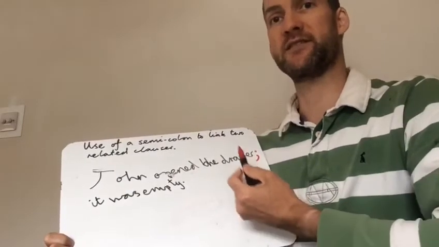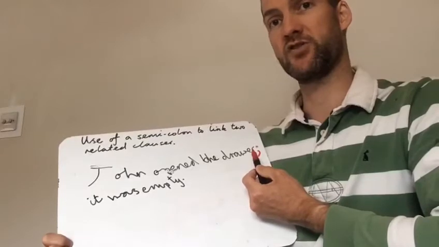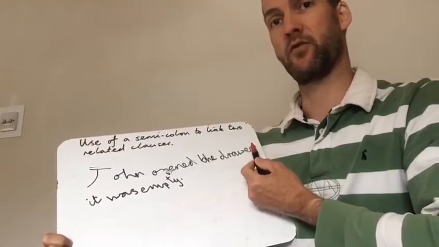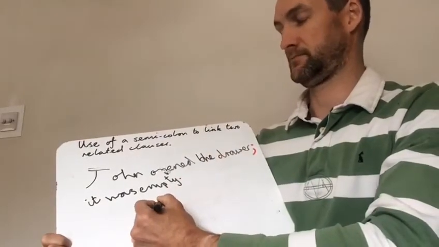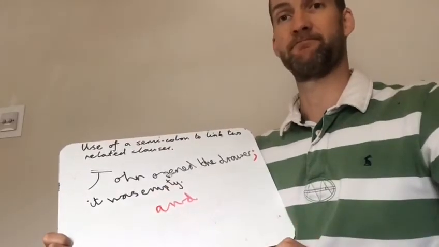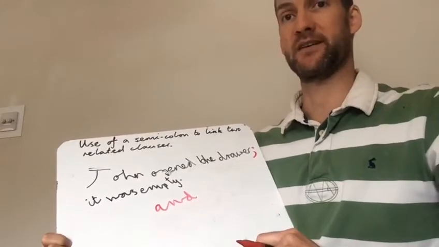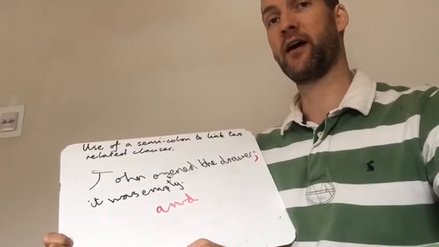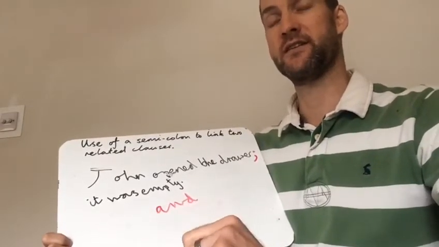Now, like we did in the first example, that semicolon could be replaced by a conjunction. Have a think what conjunction that semicolon could replace. That's correct. One of them could be and. John opened the drawer and it was empty. So those are just two examples of how you could use a semicolon to link two clauses together.